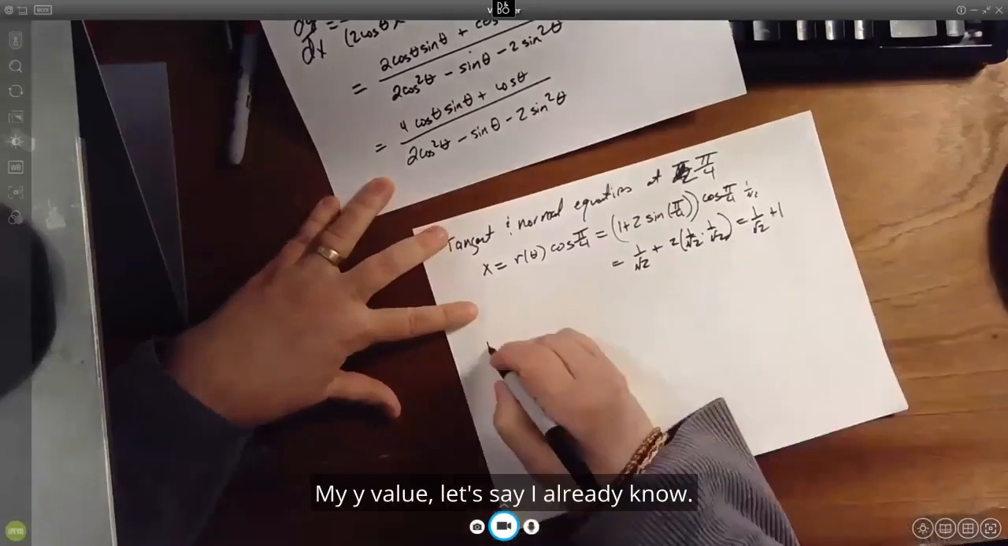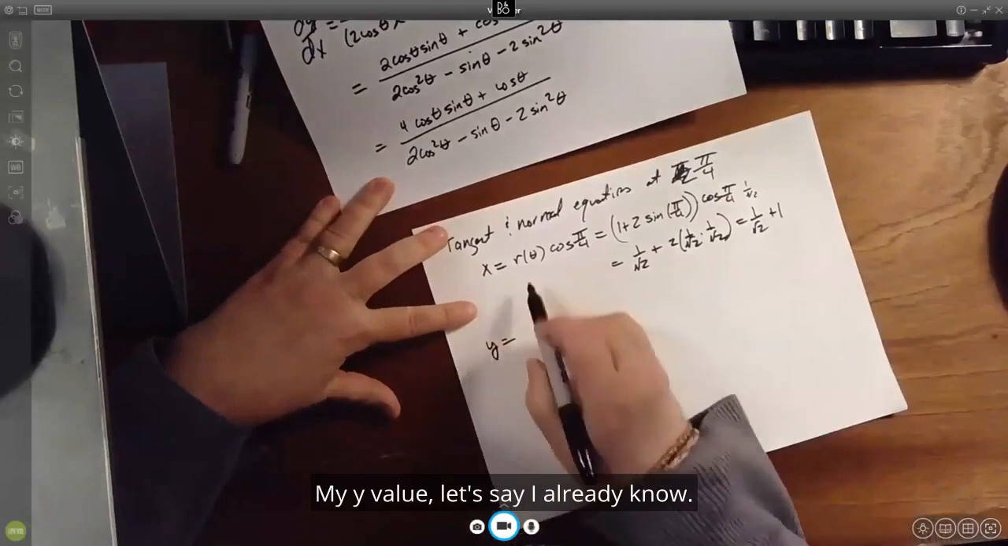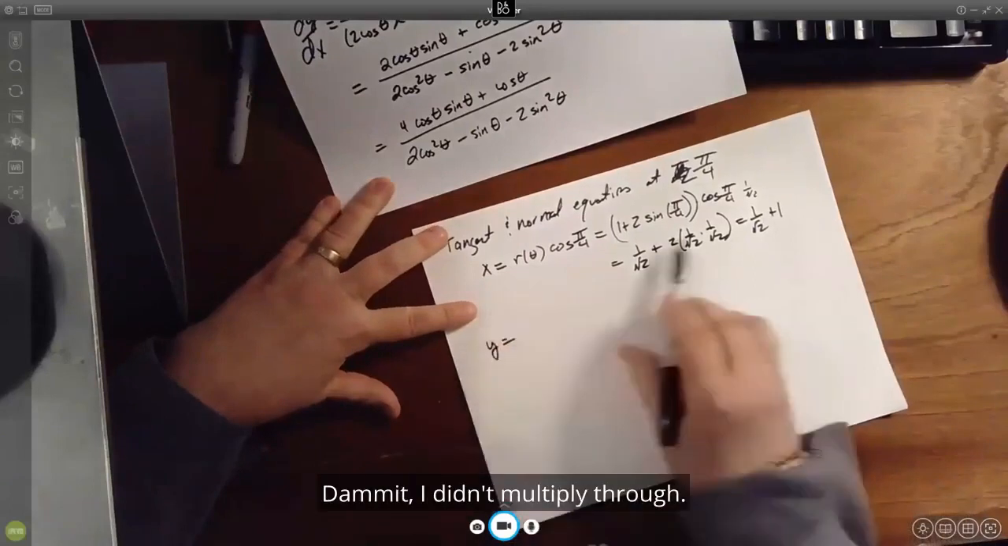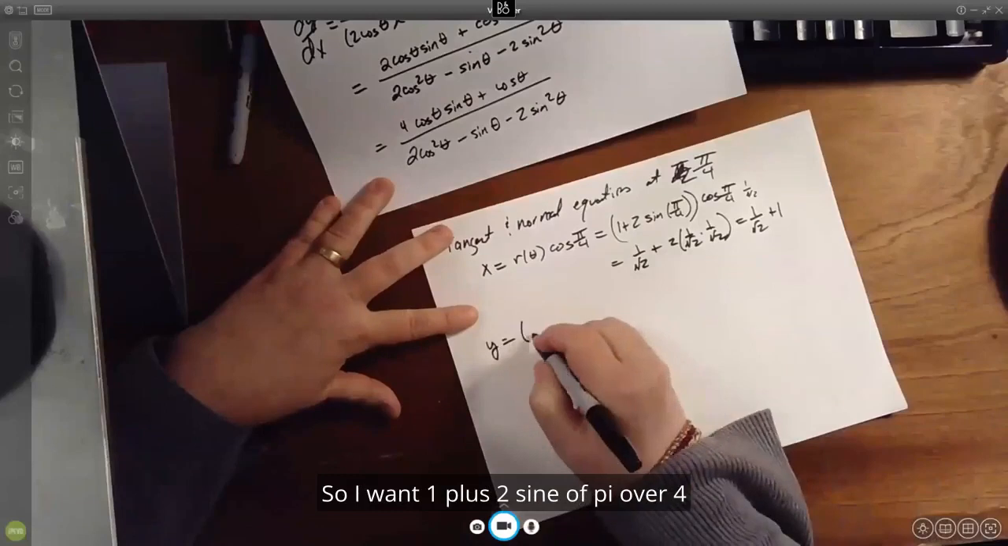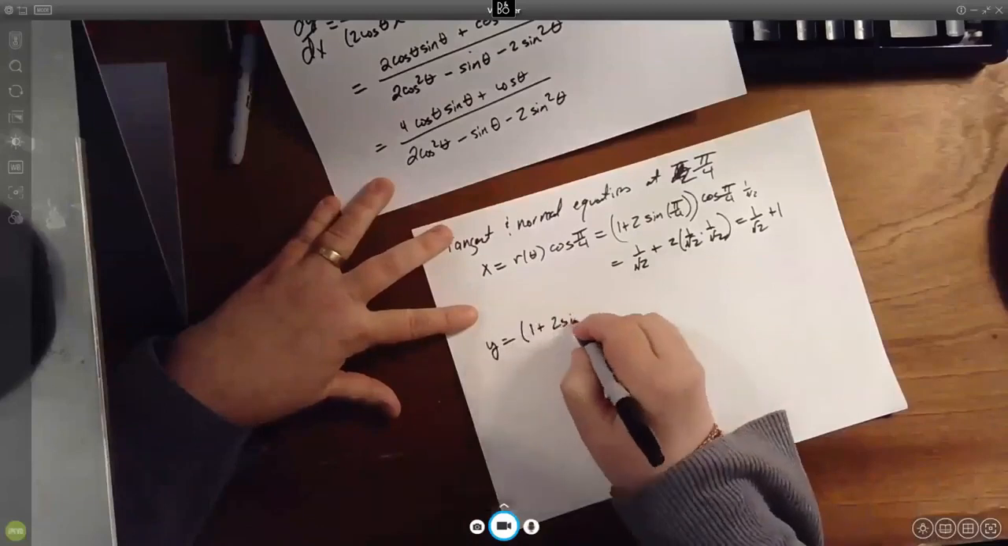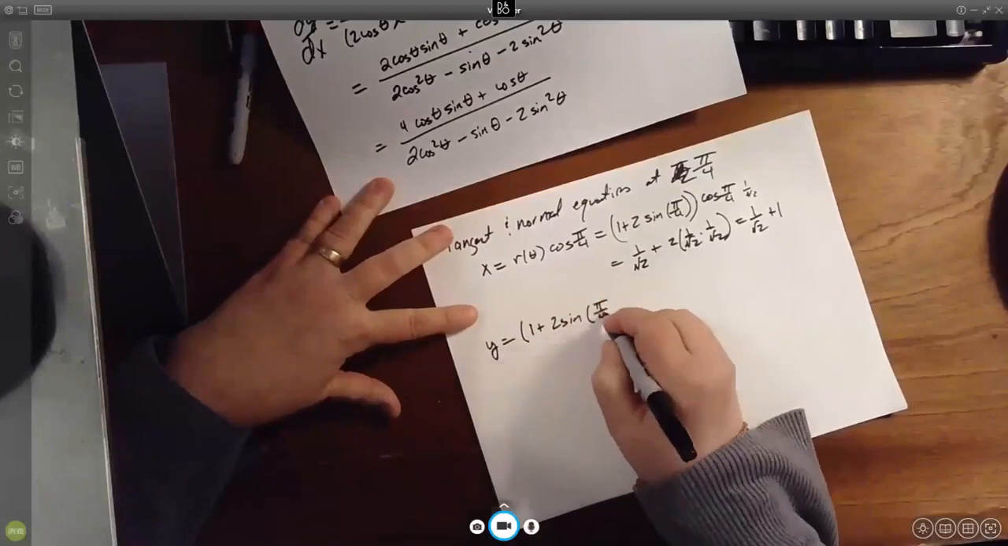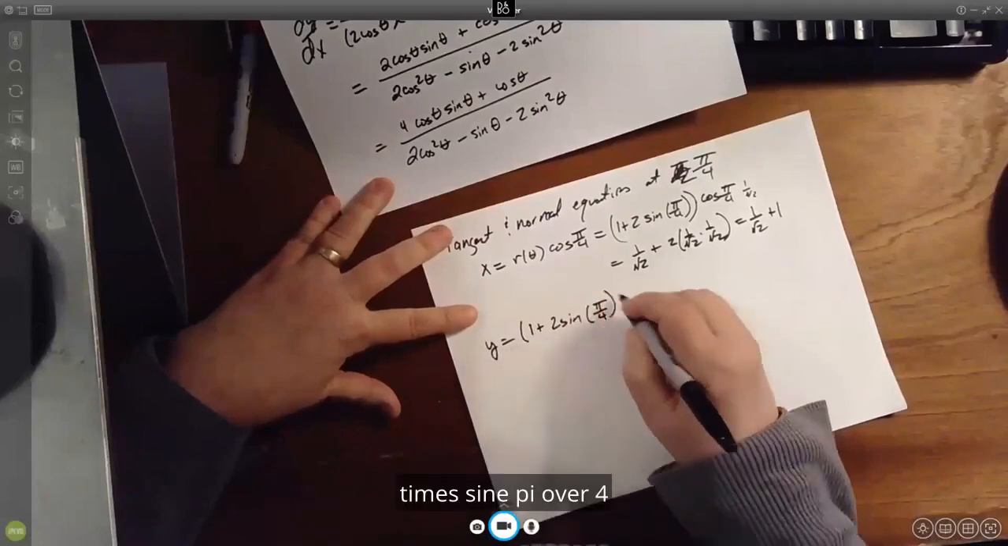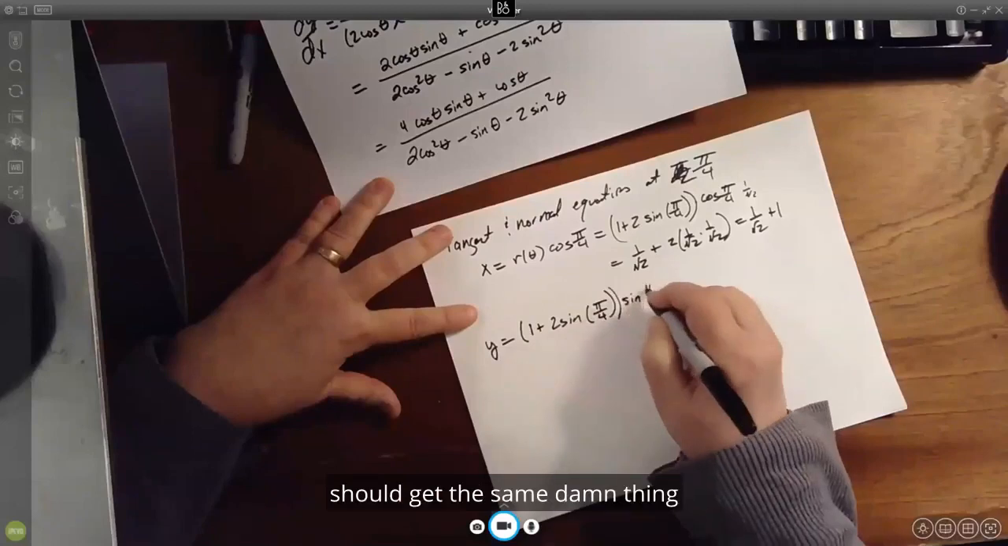My y value, let's say I already know, or did I multiply through? I already multiplied through. So I want 1 plus 2 sine of pi over 4 times sine of pi over 4. I should get the same thing.